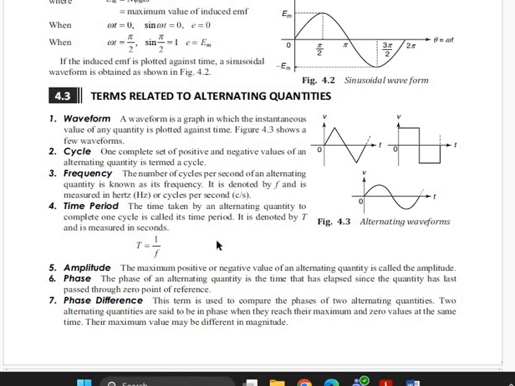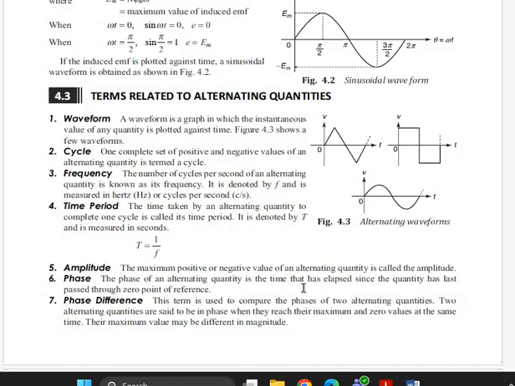Time period: the time taken by an alternating quantity to complete one cycle is called its time period. It is denoted by capital T and is measured in seconds. T is equal to 1 by f. Amplitude: the maximum positive or negative value of an alternating quantity is called the amplitude.